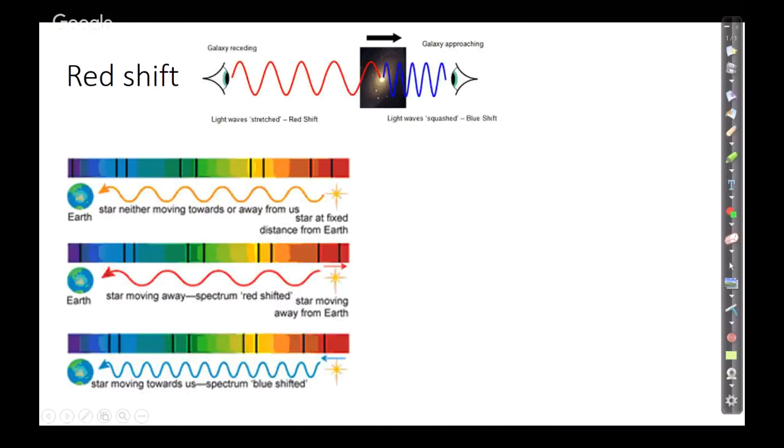Okay, so this should be the same absorption line, whether it comes from our star or a different star.